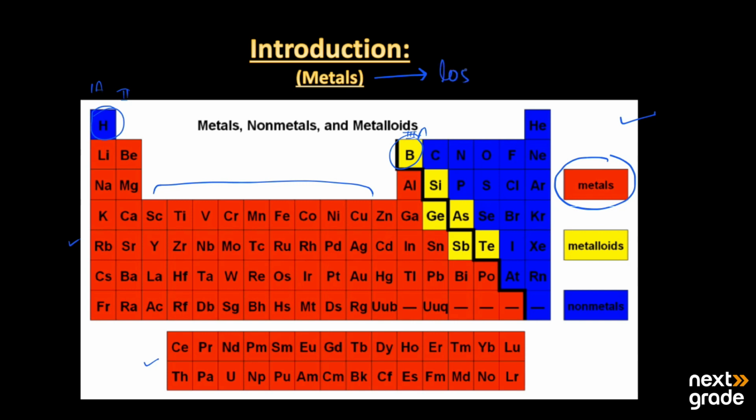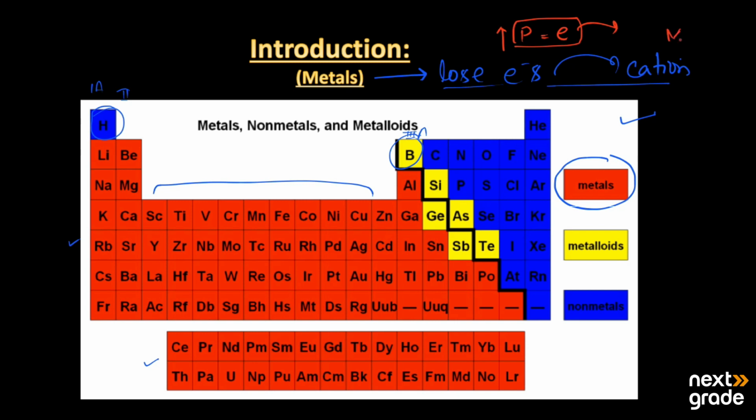Their main property is that they can lose electrons easily and form cations. In the structure of an atom, the number of protons is equal to the number of electrons. When we remove electrons, the positive charge increases and the atom gains a positive charge and forms a cation. Here we have a lot of metals. Group 1A are called alkali metals, group 2A are called alkaline earth metals, and so on. Lithium, sodium, beryllium. We have a lot of metals.